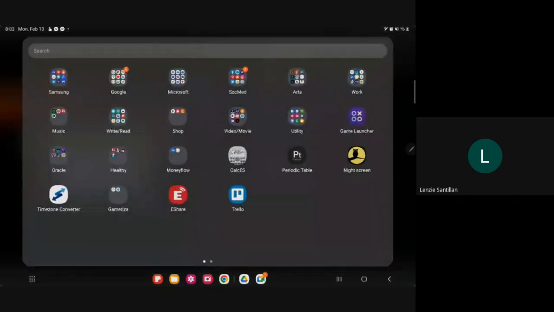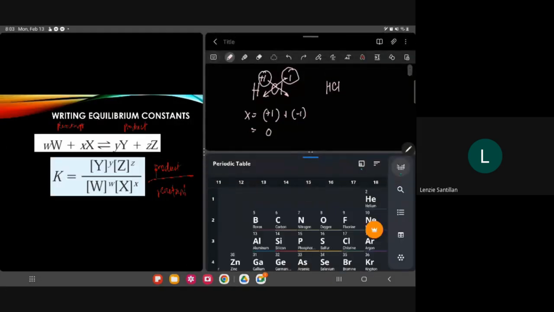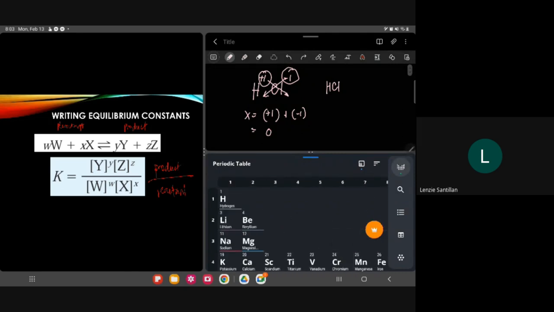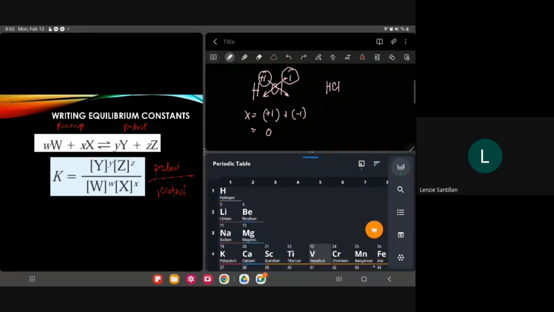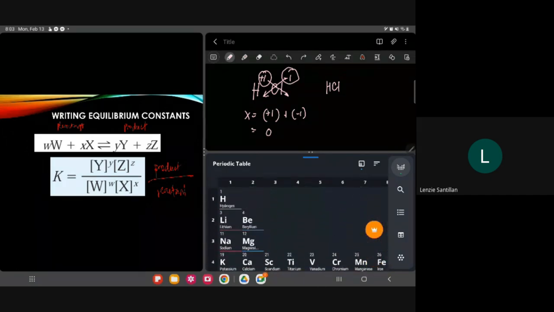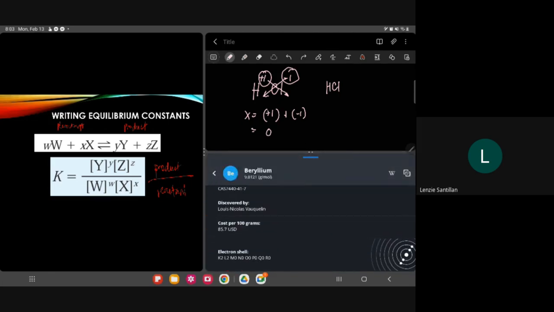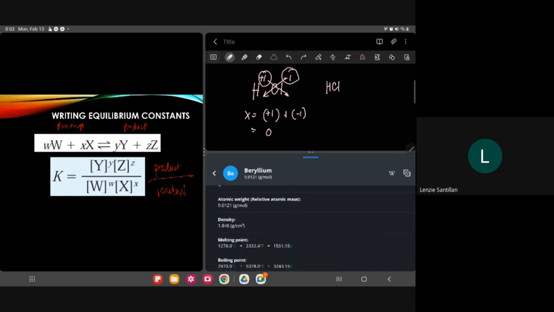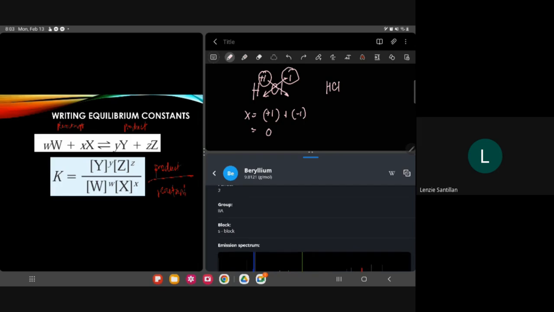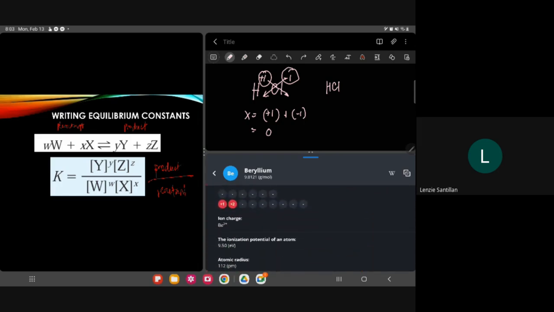If you're going to look at your periodic table, you'll see that it is 2. Nasaan ba si calcium? Kasi calcium is in group 2, no? Group 2 sa ating periodic table, and lahat ng group 2 ay merong plus 2 as its charge. Though hindi lang plus 2 ang meron sila, they also have other charges. Plus 2 is the most commonly used charge of this group 2 chemical compound. So they are group 2A. Ayan. So ang oxidation state na meron siya is plus 1 and plus 2.